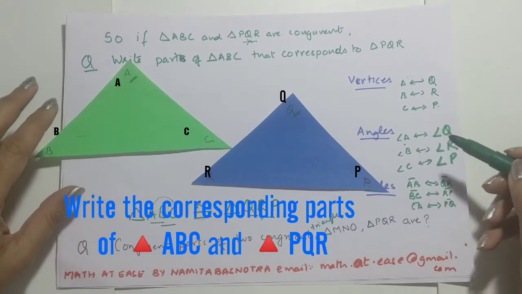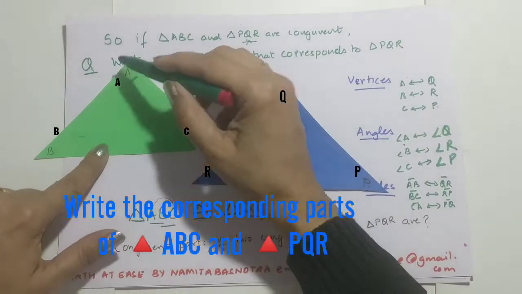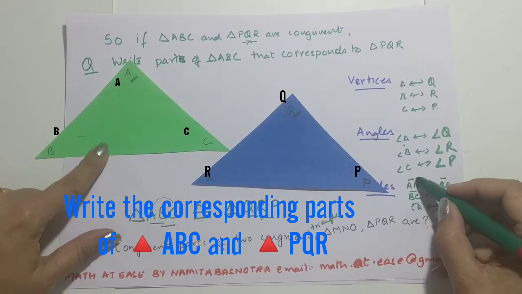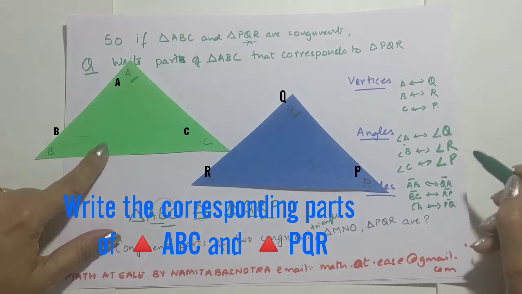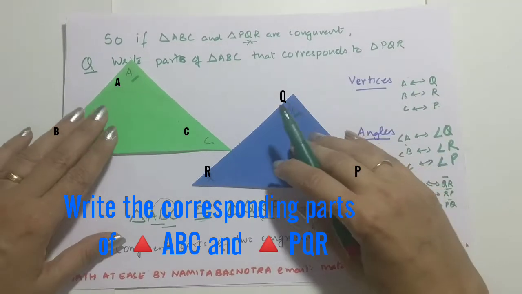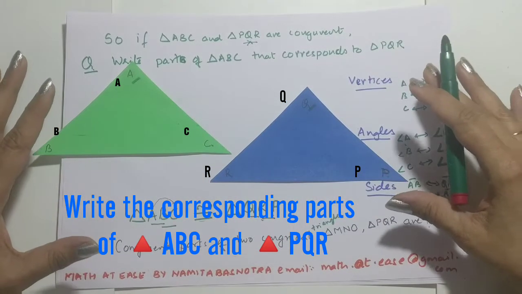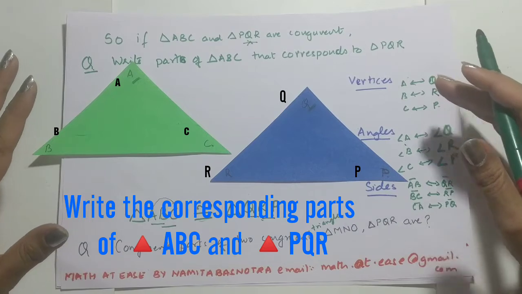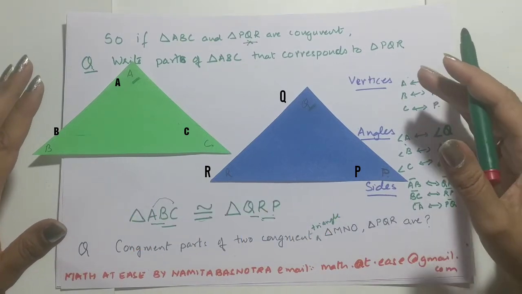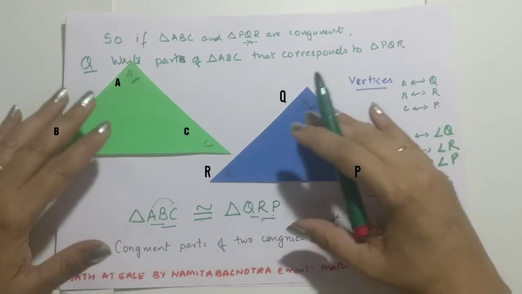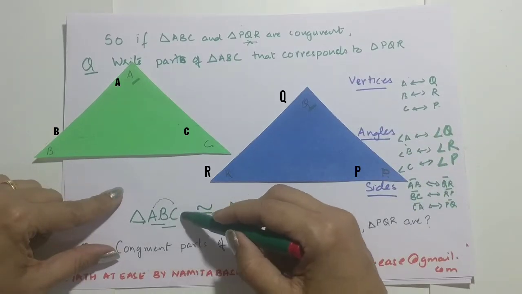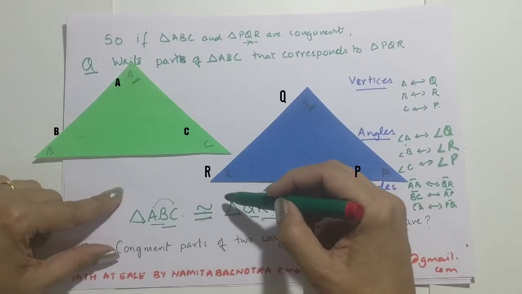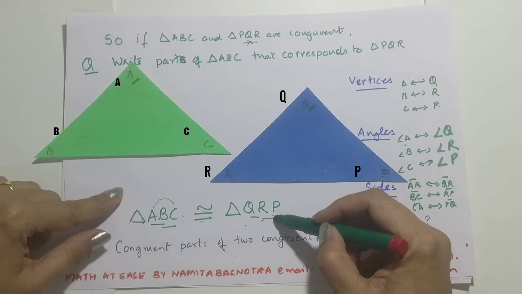And the same thing you can do with the sides, like AB is a line segment here, AB is a side, and this side is corresponding to the side QR. And then when we find that all the vertices, angles and sides are corresponding to each other, and we also see by superimposition that the triangles are congruent, so we can write triangle ABC is congruent to triangle QRP.